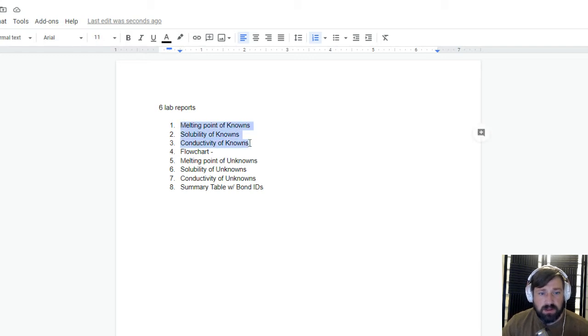So for these lab reports, these first three and these bottom three, you're going to need to do exactly the same thing you would do for any other lab report. So as a reminder, those things are going to need a title, and melting point of knowns is a decent enough title there. So I kind of gave you the titles right across.